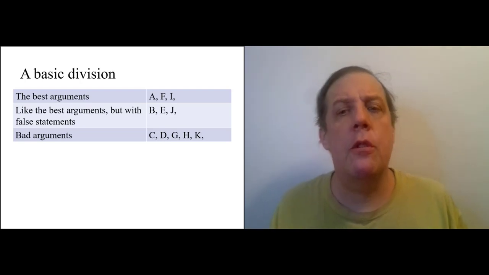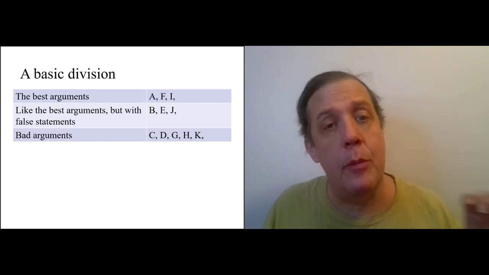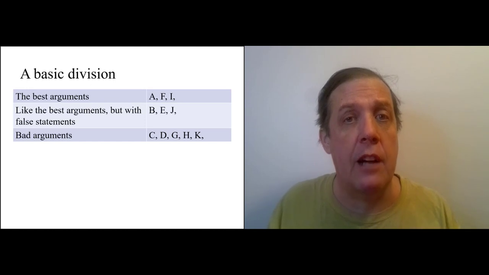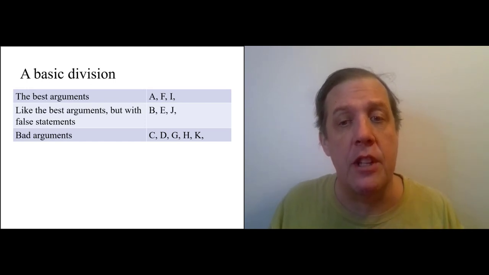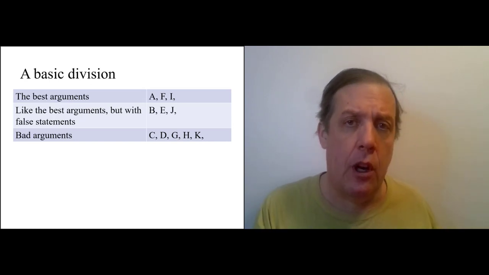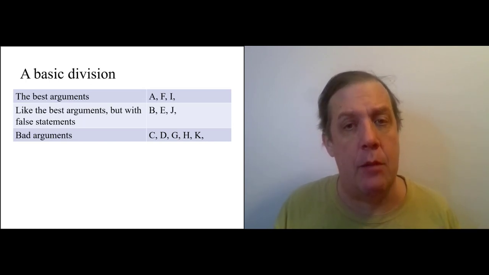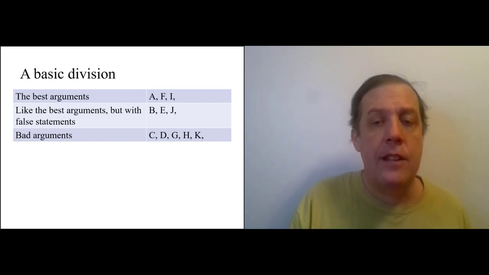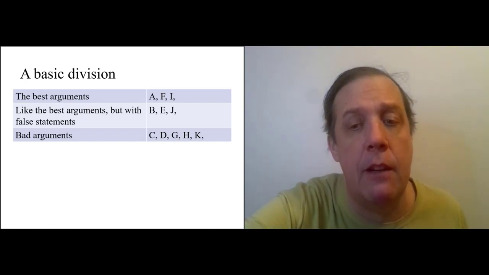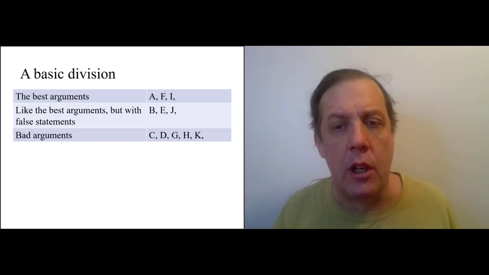What happens if you do the full exercise with 3 piles is you get something like this. Your first pile is going to be the best arguments. This is like the one where we said all people are mortal, Socrates is a person, therefore Socrates is mortal. Next up are going to be ones that look like the first set of arguments. They're structured the same way, but they contain false statements. And the last pile are going to be arguments that are bad, not just because they contain false statements, but because the reasoning in them itself doesn't work.